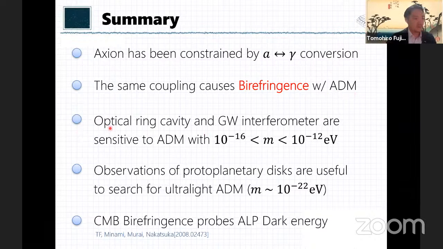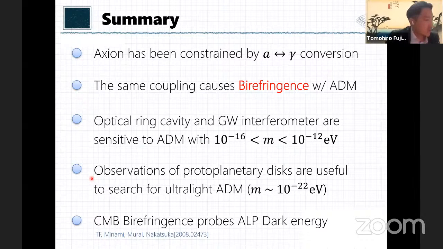We propose and are actually conducting that optical linked cavity experiment, and in 1 or 2 years, we will introduce an actual photodetector into KAGRA, the gravitational wave interferometer. And hopefully we achieve a good sensitivity and improve the constraint or discover Axion-like dark matter in this mass region.